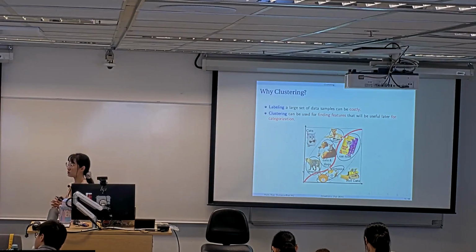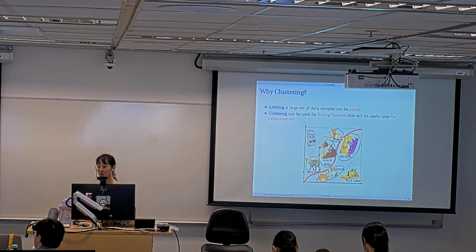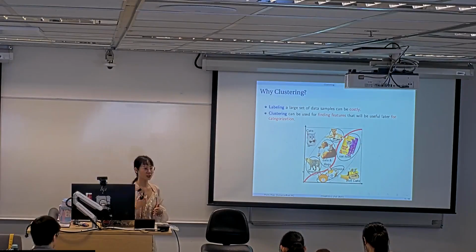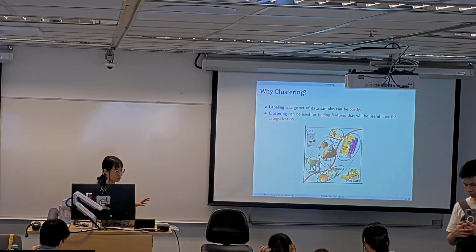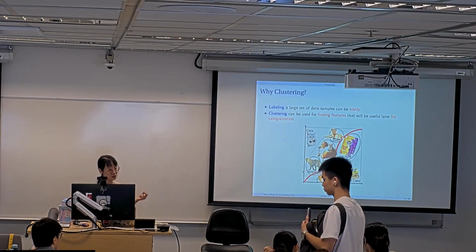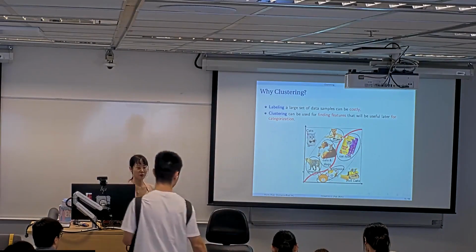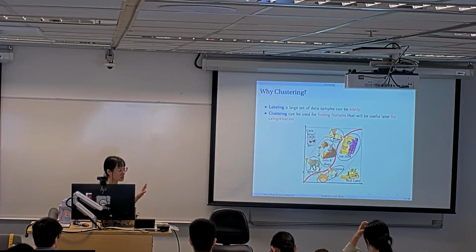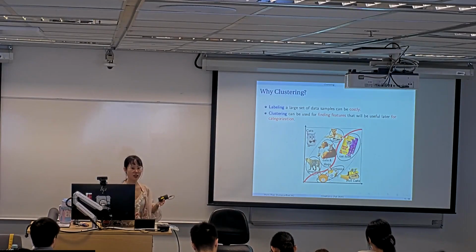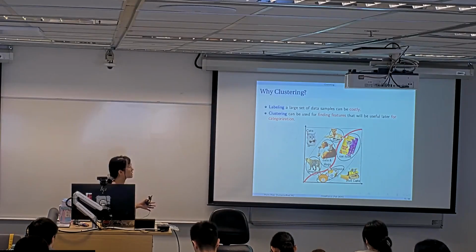Why should we do the clustering? First reason, because sometimes we just don't have the labels, because labeling a large set of data samples can be very costly. You possibly need some humans and even some expert humans to do the labeling. Of course, that costs you so much time, manpower, and possibly money, right? Because you need to pay the humans to do all these labeling tasks. So it's just not practical to acquire a large amount of labels.